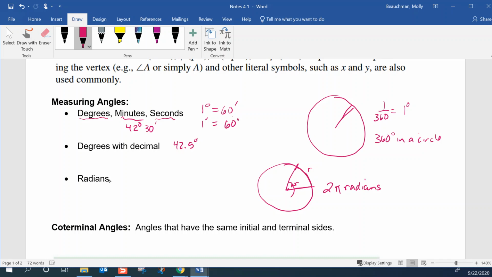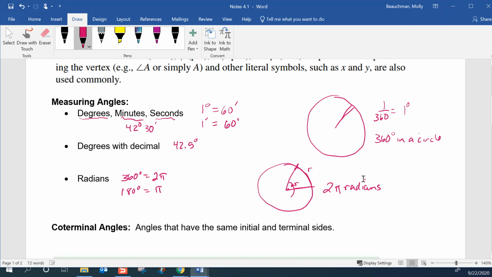So why would we need radians instead of degrees? Radians are real numbers. So we use radians when we want real numbers. Degrees are splitting the circle into 360 pieces. So 360 degrees is equal to 2 pi radians. That means half of that, 180 degrees, is equal to pi radians.